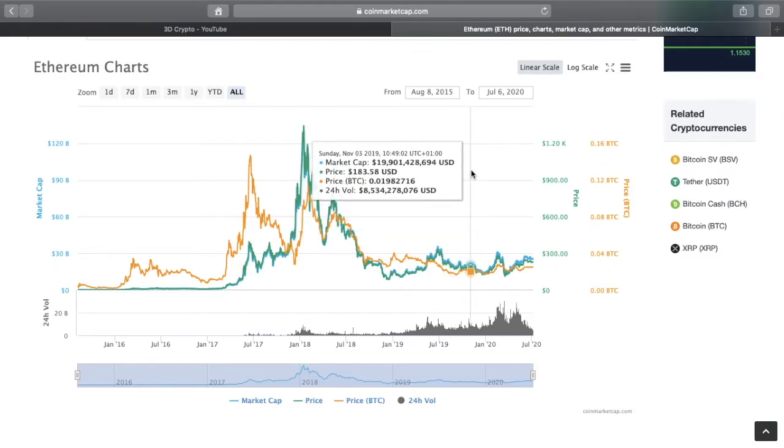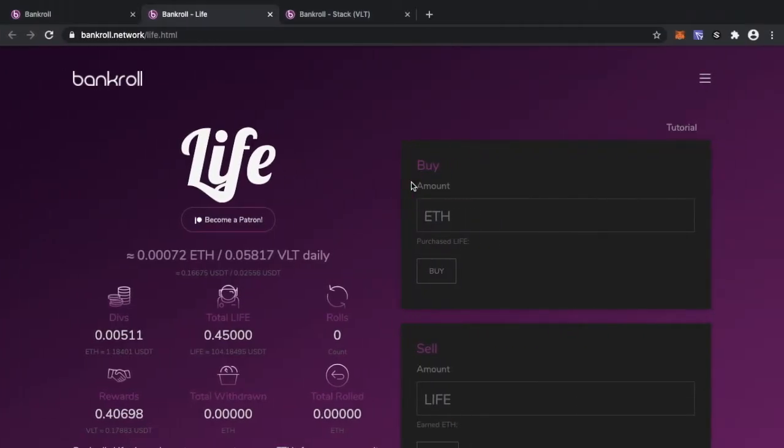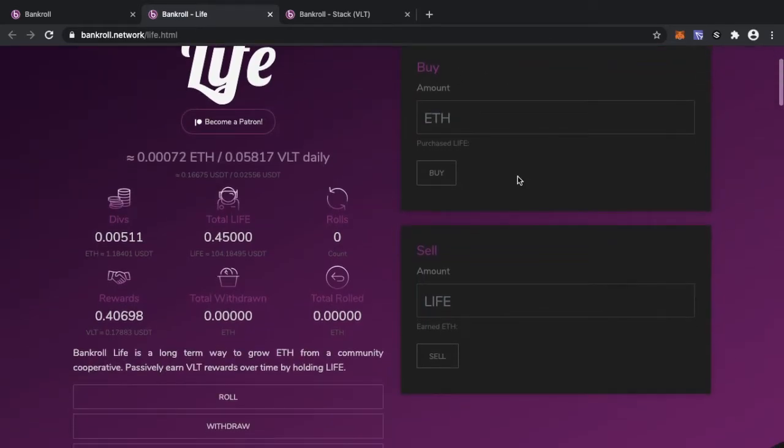So rather than having all this Ethereum and just having it in a wallet and not doing much with it, it makes much more sense to make that Ethereum work for you. You are basically paying 10% to open up a savings account in Life, and then every other person that gets in also has to pay that 10%, but you get a part of that 10%.